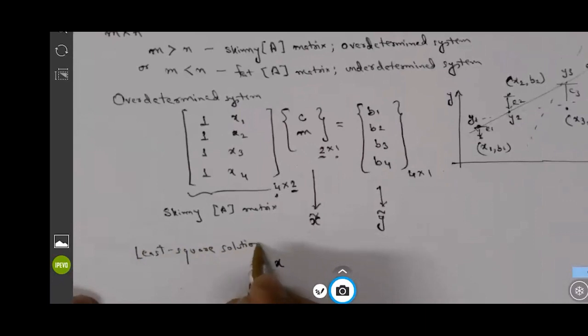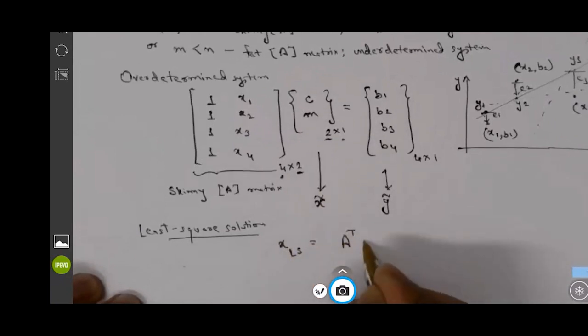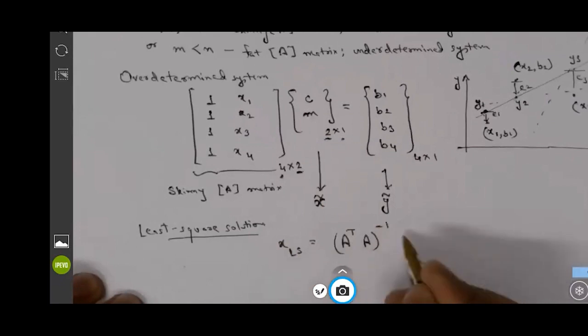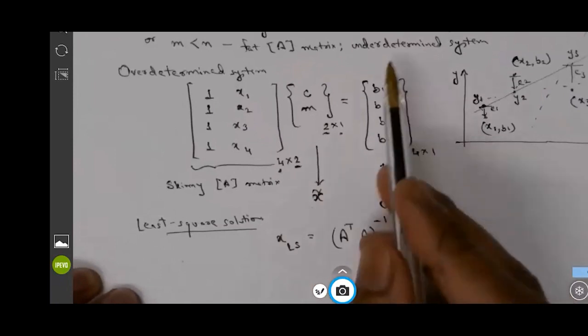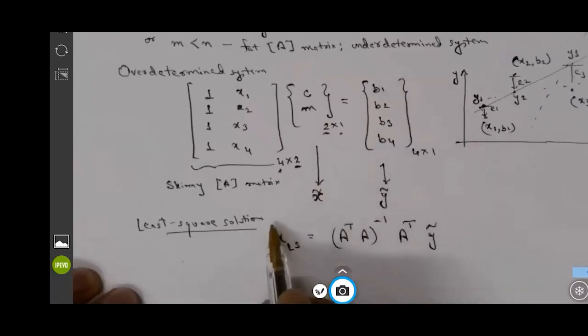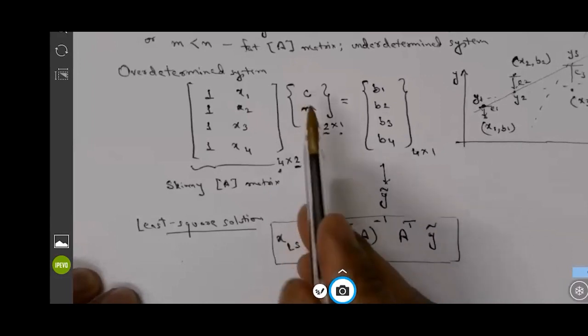And what the least square solution says is that the value of this unknown is given by A transpose A inverse times A transpose times the Y tilde matrix, where Y tilde is this known vector. If you do this multiplication, you will be able to solve for these unknowns, C and M.